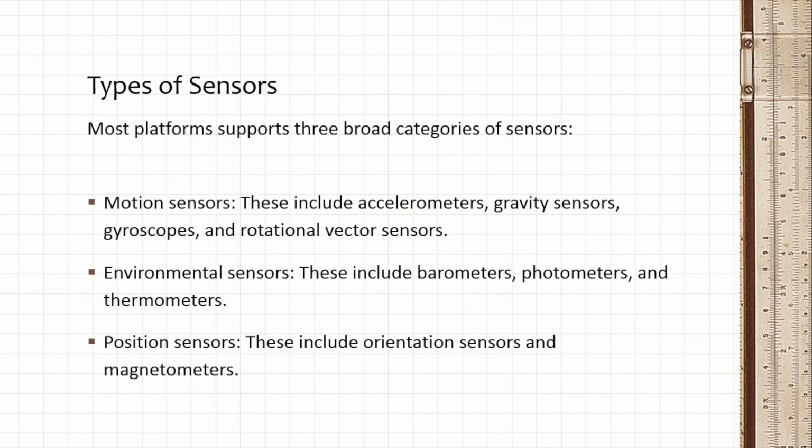Types of sensors. Most platforms support three broad categories of sensors. 1. Motion sensors. These include accelerometers, gravity sensors, gyroscopes, and rotational vector sensors. 2. Environmental sensors. These include barometers, photometers, and thermometers. 3. Position sensors. These include orientation sensors and magnetometers.